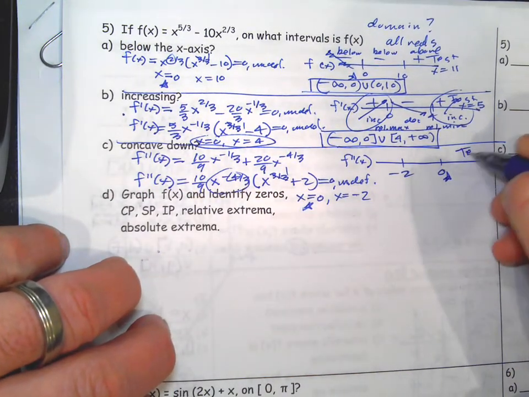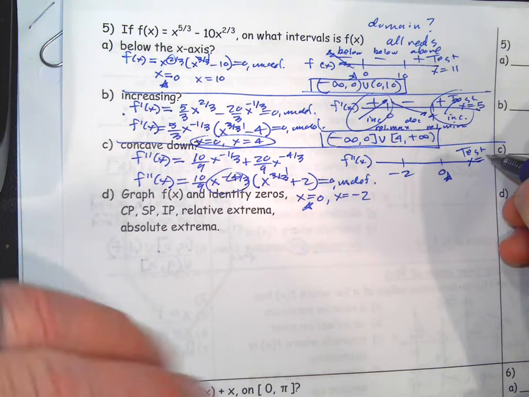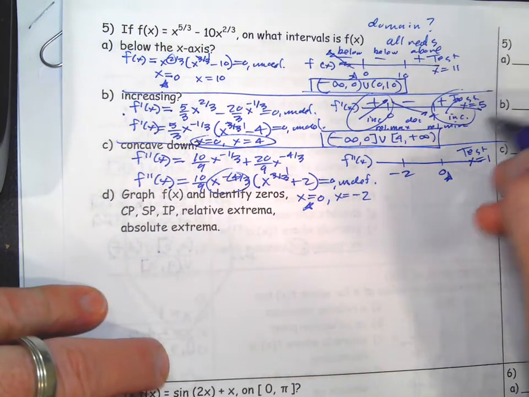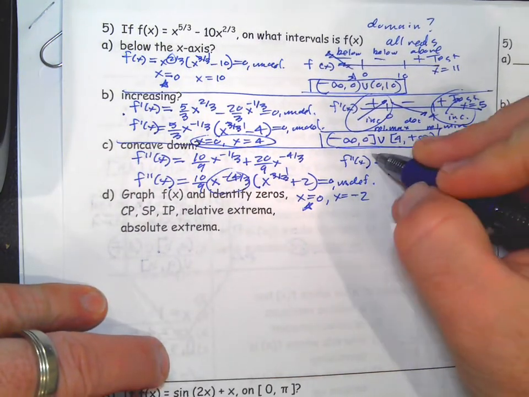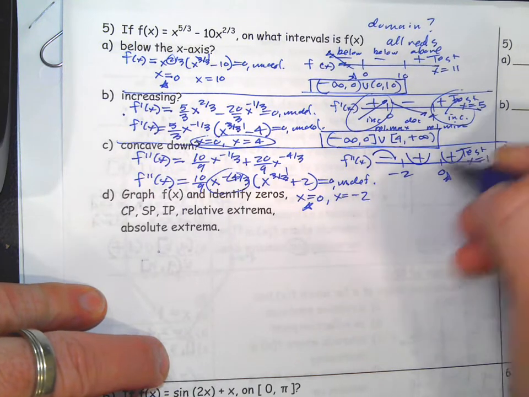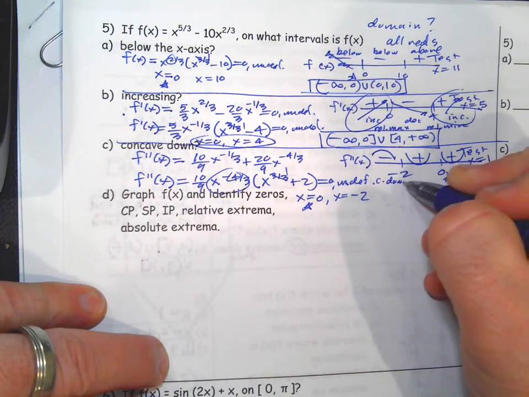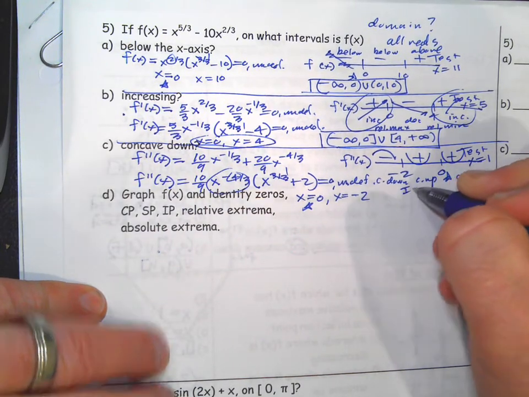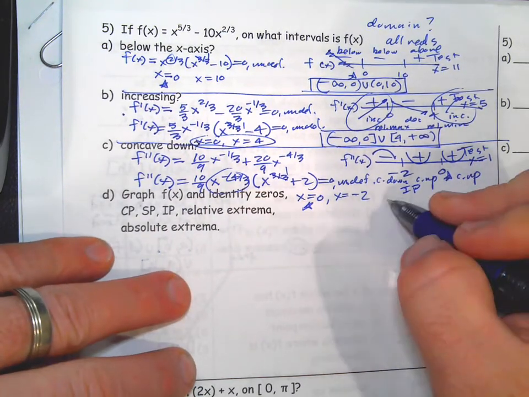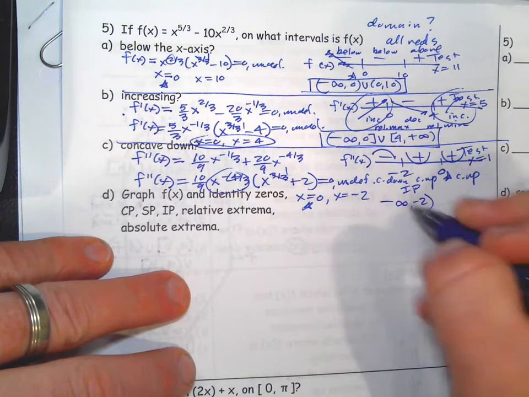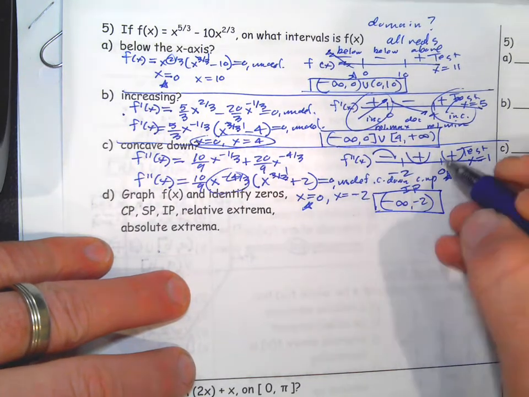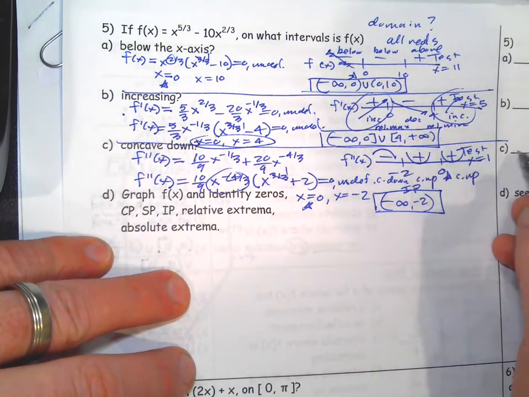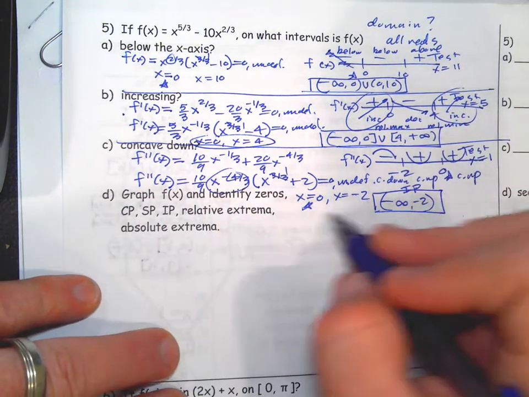Test a value. X equals 1. Everything is positive, positive, negative, concave down, concave up, concave up. So there's an inflection point right here. So it's concave down from negative infinity to negative 2. Do not include endpoints. If I was looking for concave up, I'd have to split it up: negative 2 to 0, 0 to infinity, parentheses.